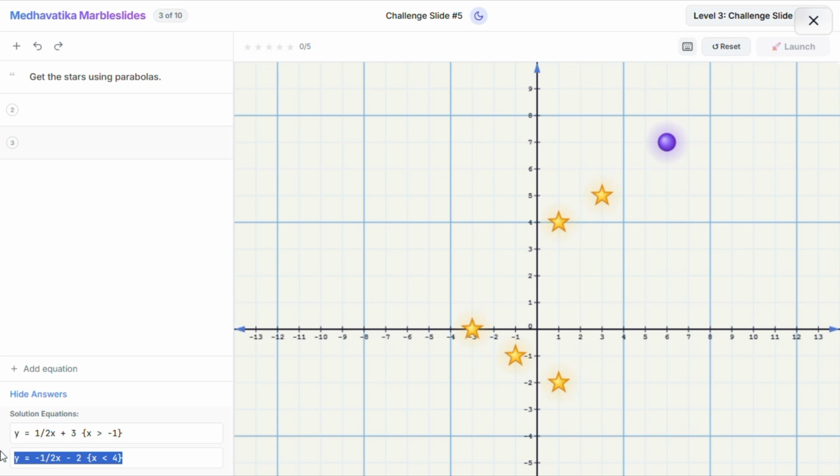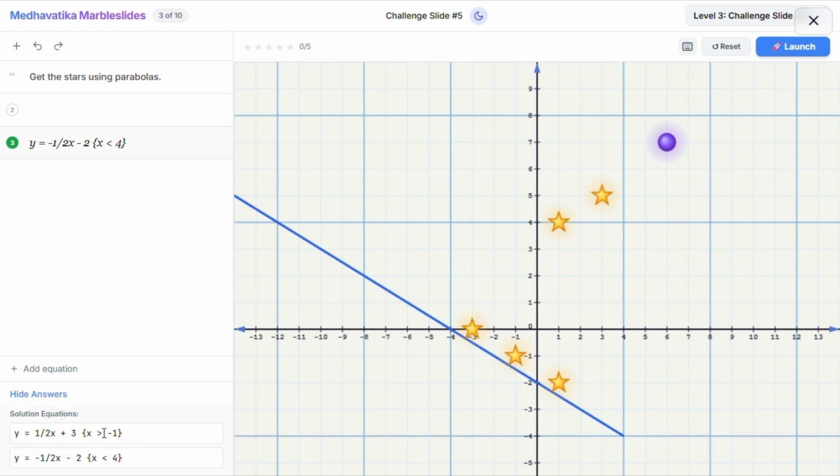We have seen how transformations and domain limits can turn simple equations into powerful tools. There is much more to learn about these amazing curves. That is all for this session.